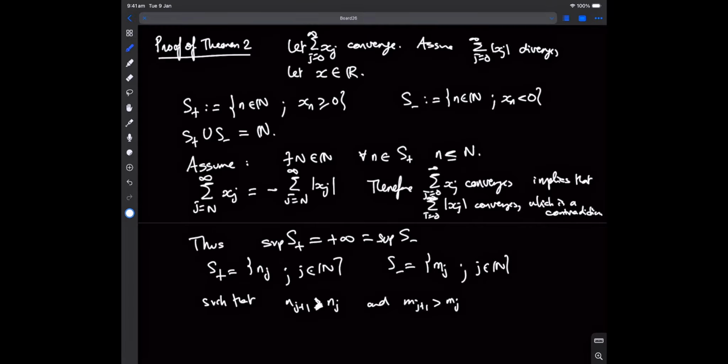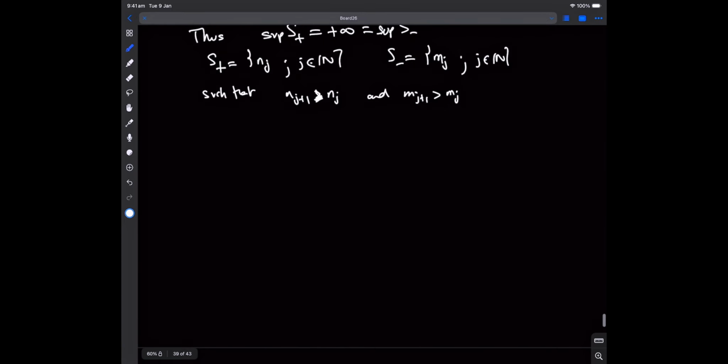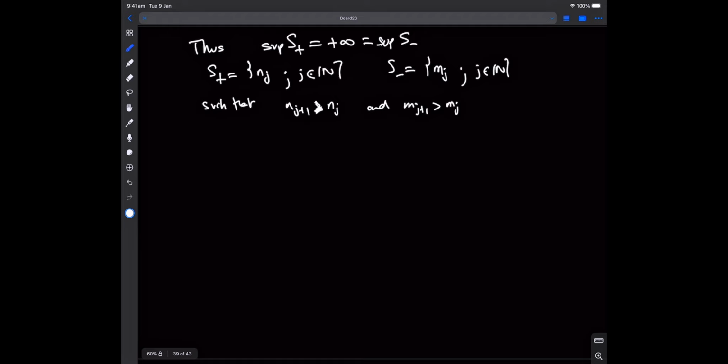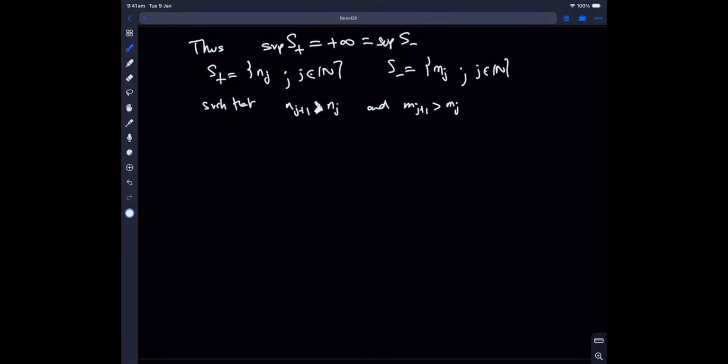And what I want to show next is that the corresponding series, the sum of the x_{n_j} and the sum of the x_{m_j}, both have to diverge. That is to say, the sum of the x_{n_j} is going to be plus infinity as a diverging sum of non-negative terms, and the sum of the x_{m_j} is going to be minus infinity as a diverging sum of non-positive, well, actually negative terms.